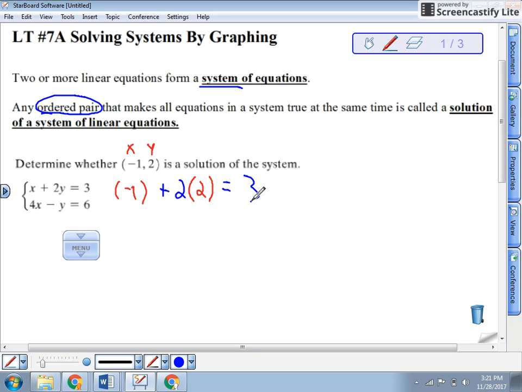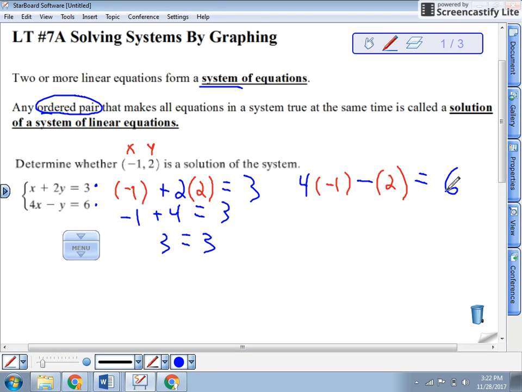And now we just see, is this equation true? So it's -1 plus 2 times 2, which is plus 4, equals 3. -1 plus 4 is 3. So 3 equals 3. So it works for the first equation. Now we've got to try it in the second equation. So we've got to substitute those same values. So we're going to say 4 times x. Well, again, x is that -1, minus y. y is 2. And again, I like to use those parentheses just to make sure that if we have to distribute, it all works. And then that equals 6.